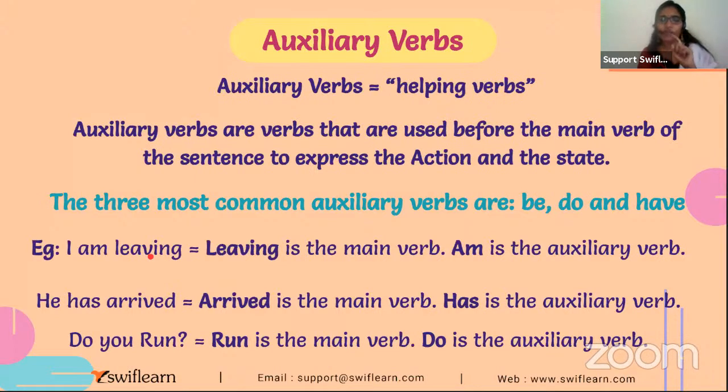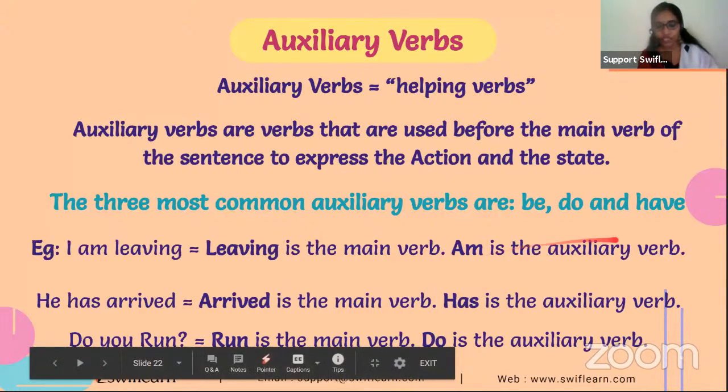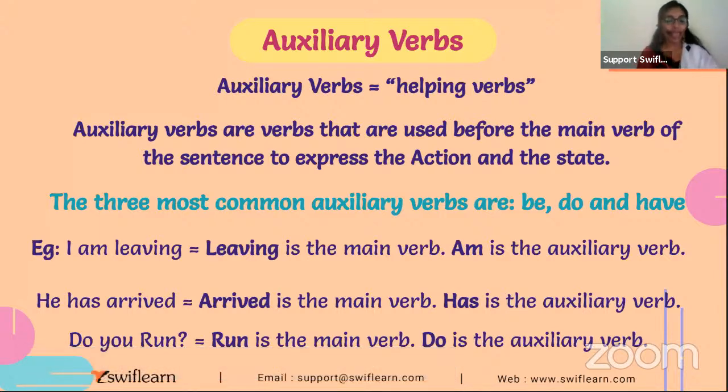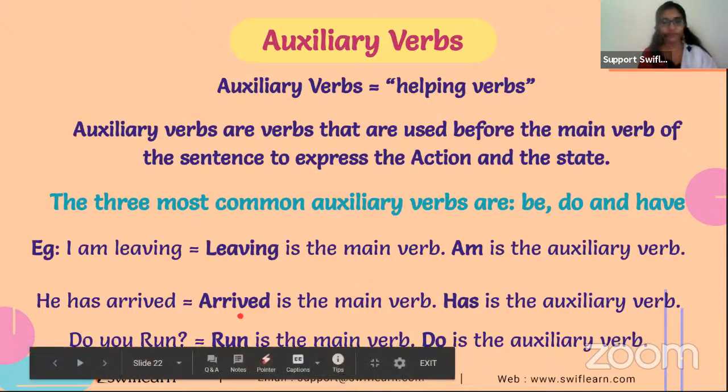Can you see any word in front of this main verb? Yes, it is am. Am is the word we have before the main verb. So here, am is the auxiliary verb. Leaving is the main verb and am is the auxiliary verb. He has arrived. Here, arrive is the main verb. Arrive is an action. And which word is standing in front of the main verb? Has. So obviously, has is the auxiliary verb here.